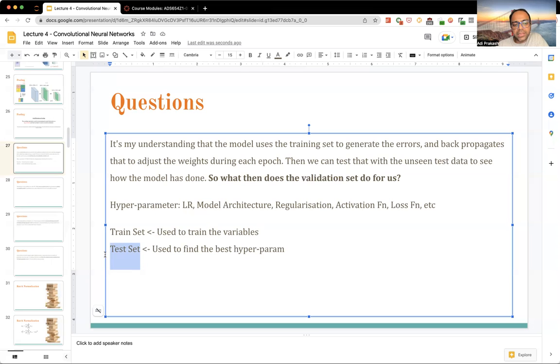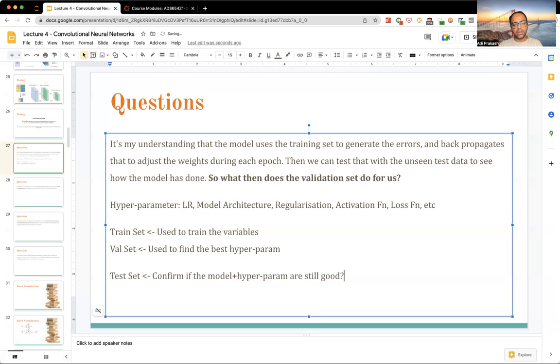Plus, it is not a good idea to try to optimize on the test set. So what people do is use the validation set to pick the hyperparameters, and then they use the test set to really confirm if the model plus hyperparameters are still good.